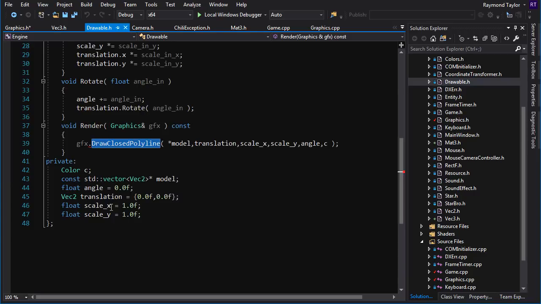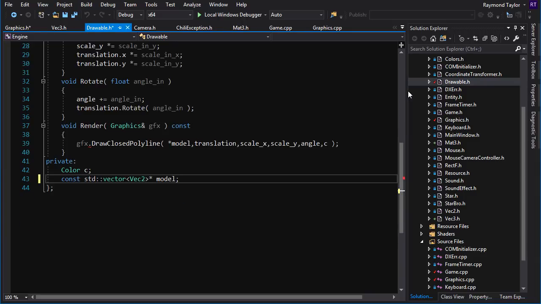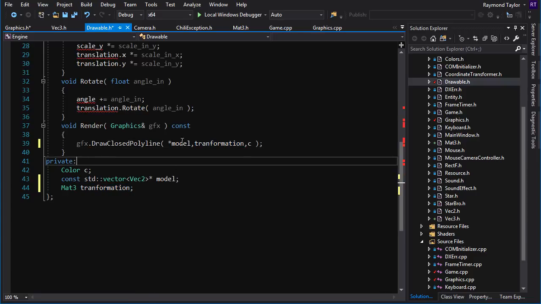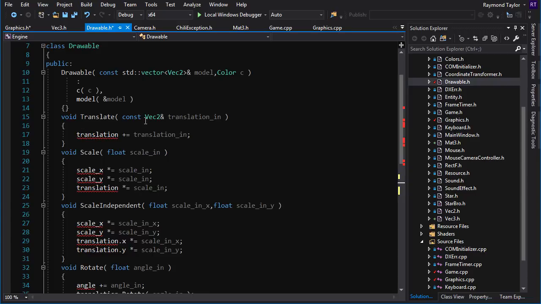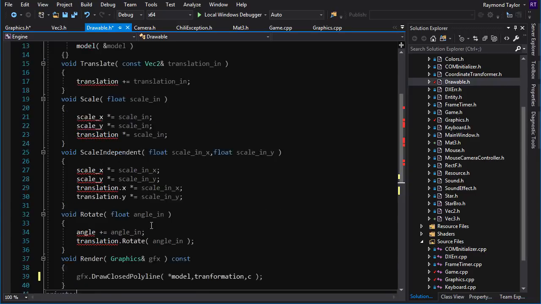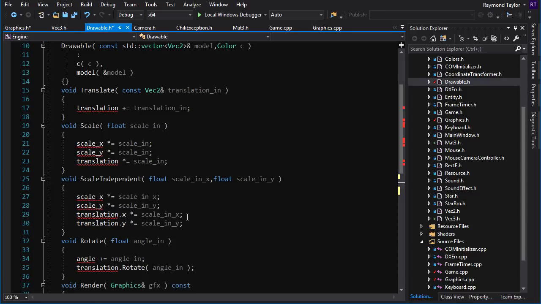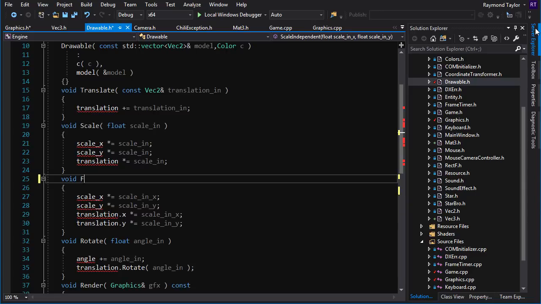First of all, we're not going to store all these guys separately anymore. We're just going to store one transformation. So let's go mate3 transformation. And then in here, transformation. And that should fix that. Now, for translate, scale independent, and rotate, we're going to need to do some different stuff in here. Scale independent, the only reason we put that in there was to do the flip. So let's change this into flipY.